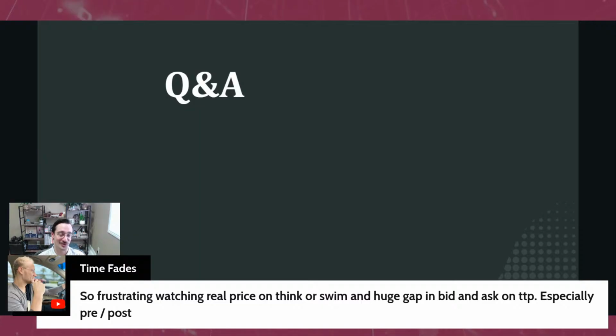So there are certain instances where you don't have a complete alignment, where you'll see a wick on your real-time chart, like your TradingView chart or your thinkorswim chart, and it doesn't quite get your order on Trade The Pool. But unfortunately, I'm pretty sure this is a technical thing that's just a part of the structure we have to operate on as a prop firm. And I'm not sure there are too many ways around that.